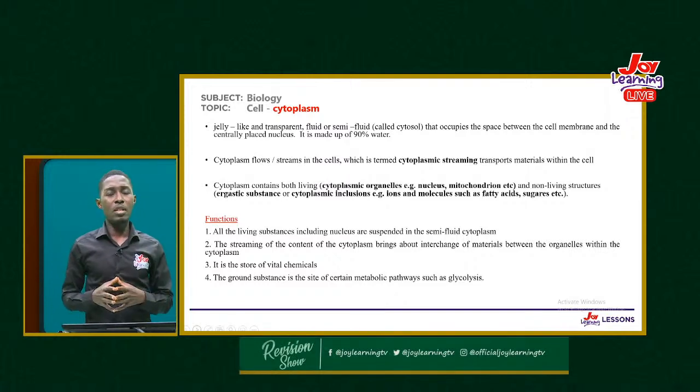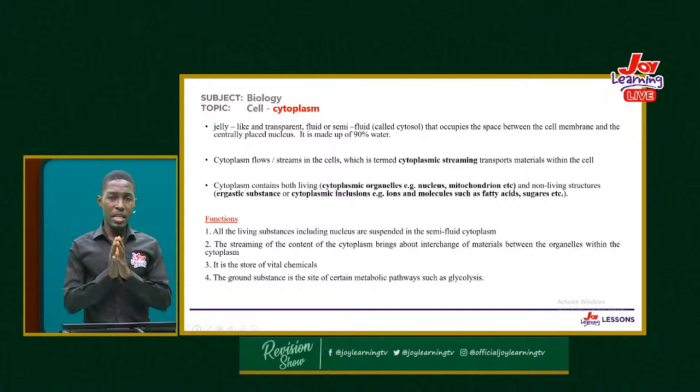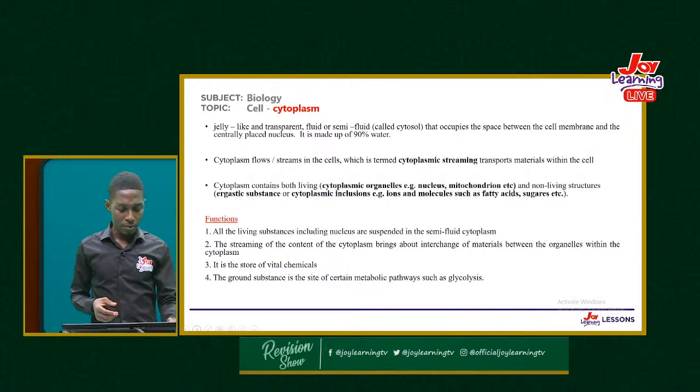And we say metabolism is what? The chemical reactions or pathways that take place in a cell. We divide it into anabolism and catabolism. Anabolism is building up and catabolism is breaking down. And all these things take place in the cytoplasm.